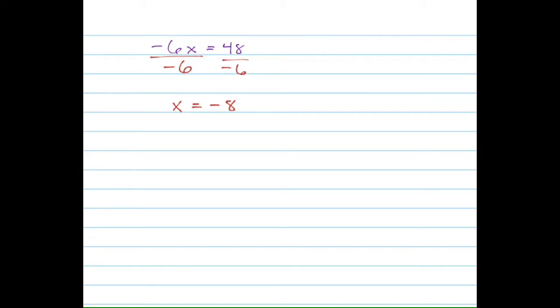What should we do now? Check it. Now make sure you put this negative 8 in parentheses. Because if you don't, it's going to look like you're doing negative 6 minus 8, and that's not what the original problem says. Does negative 6 times negative 8 equal 48? Yes. So the correct answer is x equals negative 8. How are we doing so far?